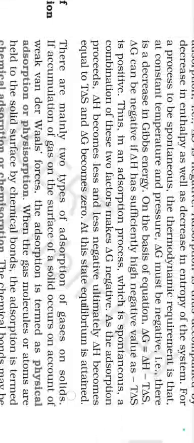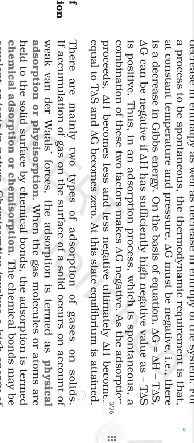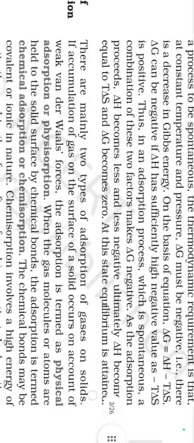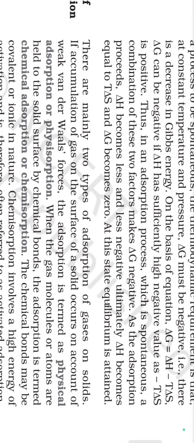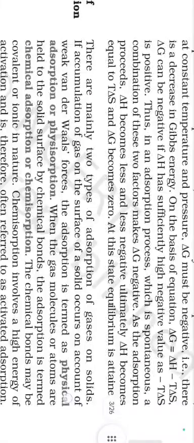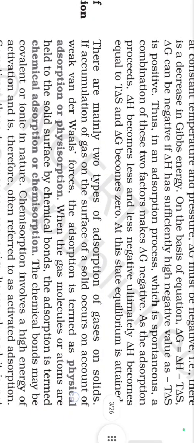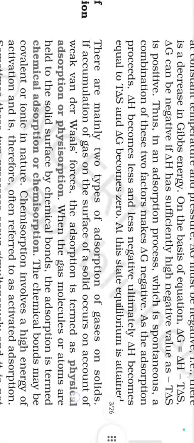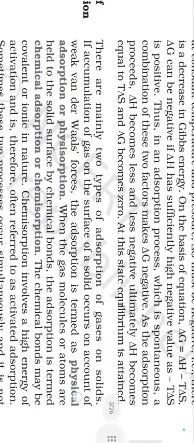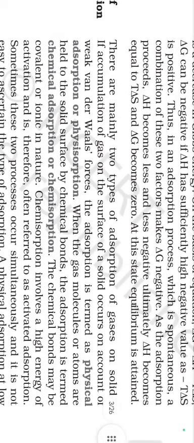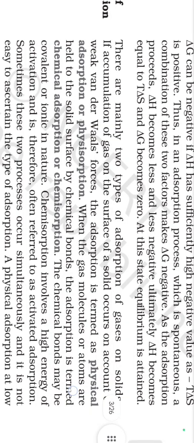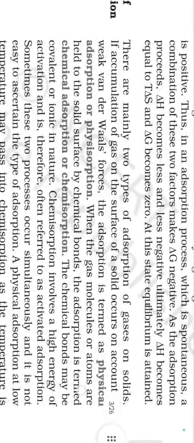For a process to be spontaneous, the thermodynamic requirement is that at constant temperature and pressure, delta G must be negative. That is, there is a decrease in Gibbs energy. On the basis of the equation, delta G is equal to delta H minus T delta S. Delta G can be negative if delta H has sufficiently high negative values, as minus T delta S is positive. Thus, in an adsorption process which is spontaneous, a combination of these two factors makes delta G negative.